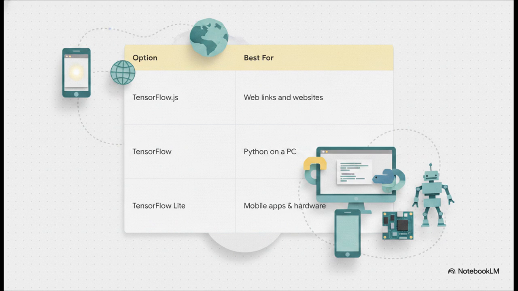The tool offers 3 main export options. TensorFlow.js gives you a simple web link you can just text to a friend so they can use it on their phone instantly. Standard TensorFlow is geared towards Python developers on a PC, and TensorFlow Lite is perfect for mobile apps, physical hardware like a Raspberry Pi, or even integrating into an Augie Robo robot.